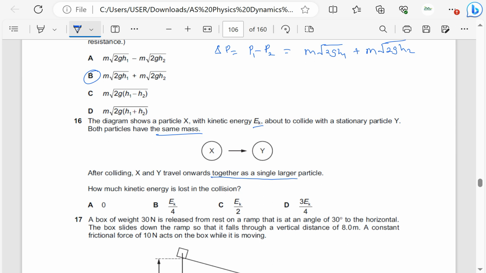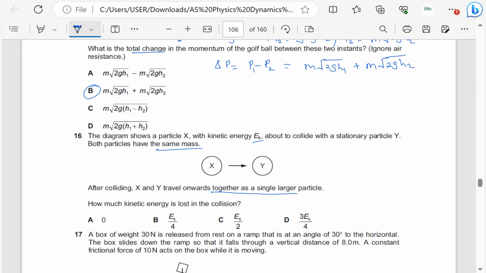So let's first find the velocity with which they move. Before collision, total momentum is going to be m, because they have the same mass, times the velocity of the particle X, which I'm going to call u. After collision, total momentum is, they stick together, total mass is twice m, and let the velocity with which they move be v. So initial velocity u is equal to twice the final velocity.